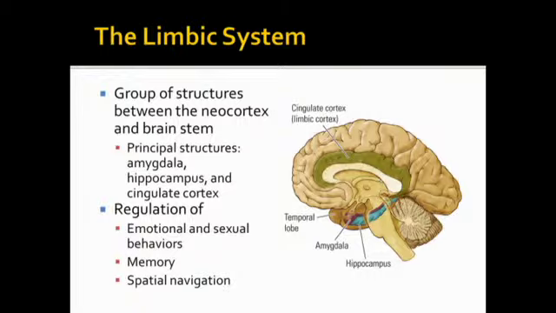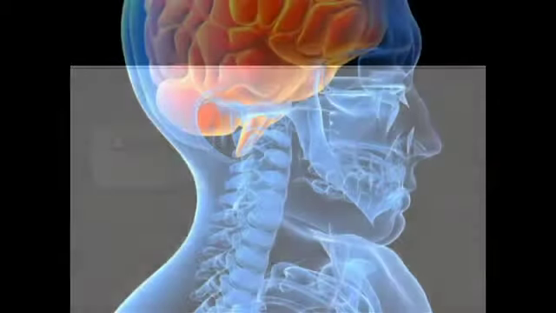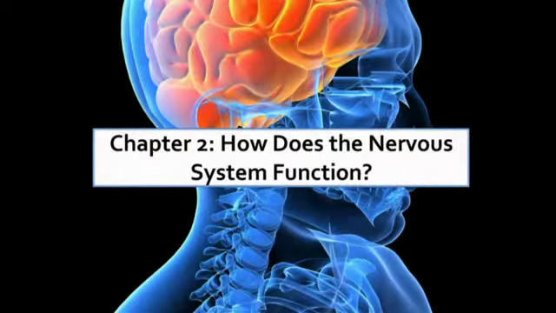Okay, so that's the limbic system. Again, we'll talk a lot more about this in the chapter on motivation and emotion. So that's it for the basic neuroanatomy. We're now going to move into more of the functionality of the nervous system. So we'll do a little bit more of the gross functionality, and then we'll move into the micro. So from macro to micro.